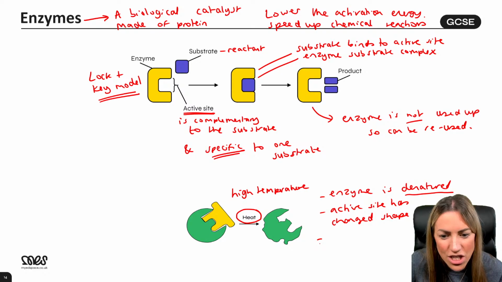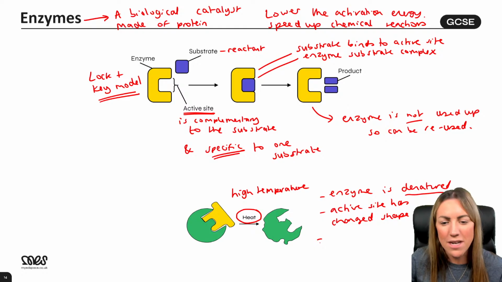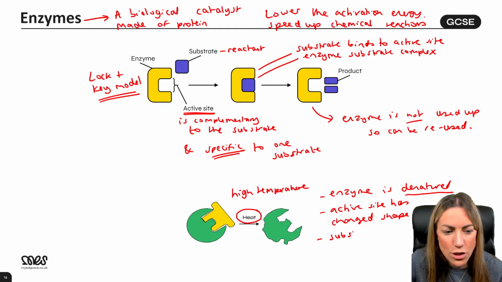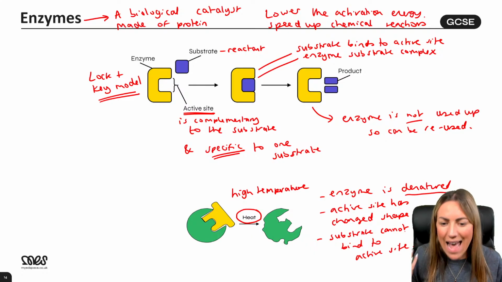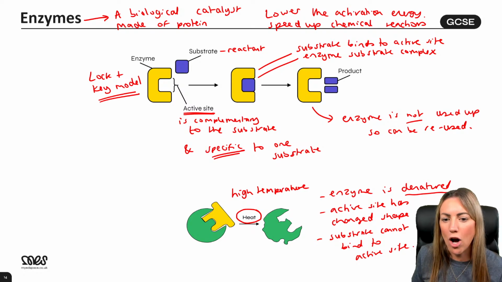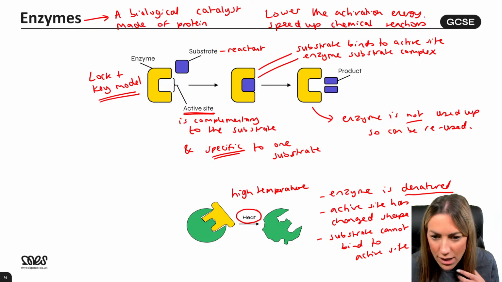If the active site changes shape, what's the effect of that? What's going to happen now? The active site has changed shape. So yeah, 37 is optimum for our enzymes because that's our body temperature, right? Yeah, excellent. Substrate cannot bind to active site. Or if you're using key terminology, you could say enzyme substrate complexes cannot form. You could say the active site is no longer complementary. The reaction can no longer take place.